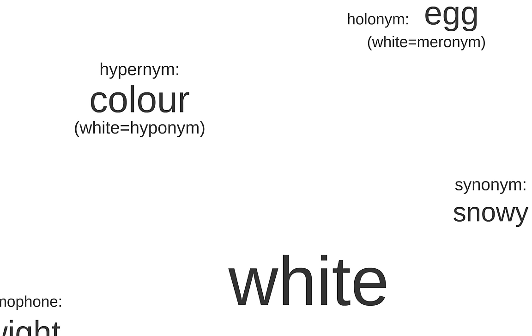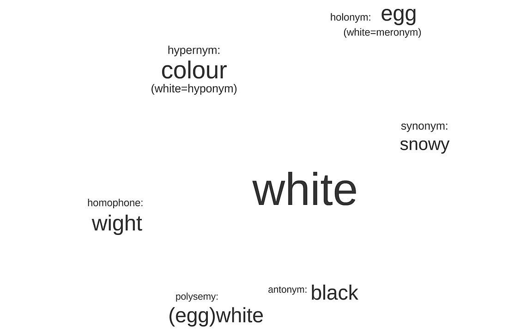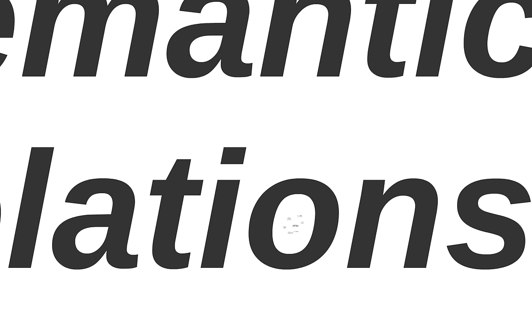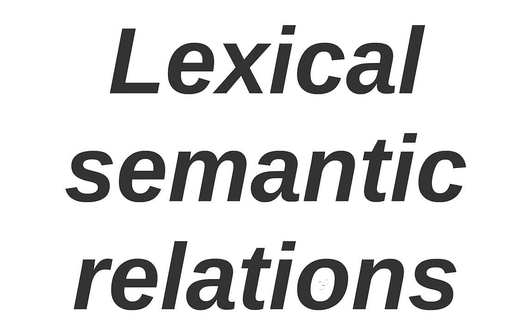Right? So those are our six relationships that we cover here. Synonyms, antonyms, both graded and absolute, polysemy, homophones, hypernym-hyponym relationships, and holonym-meronym relationships. That is lexical semantic relations.